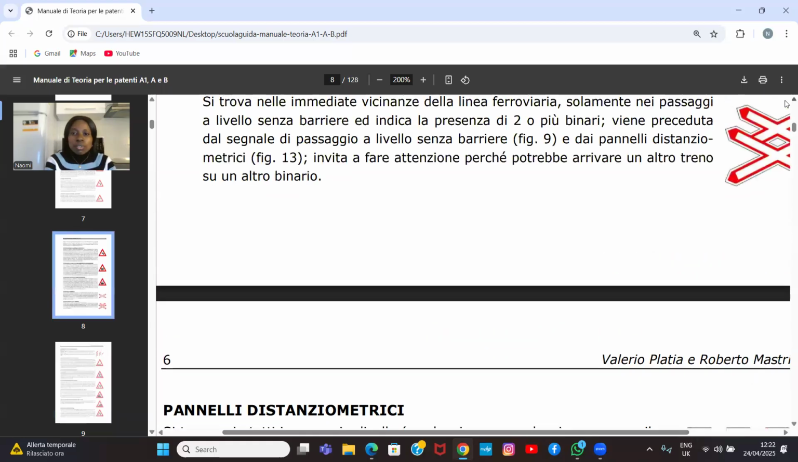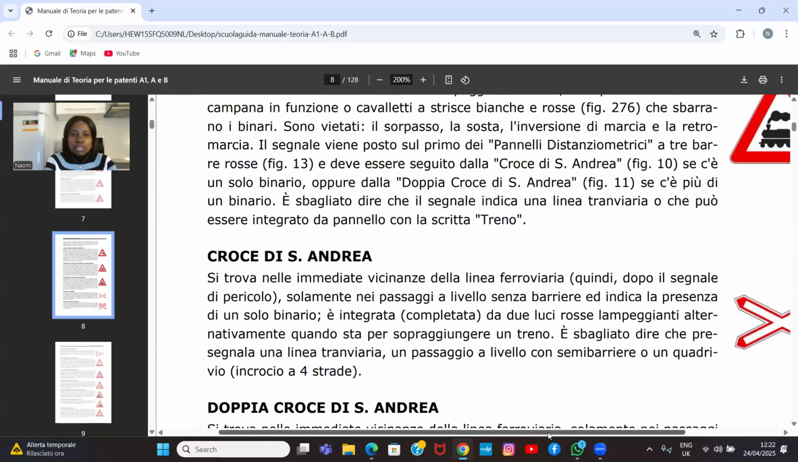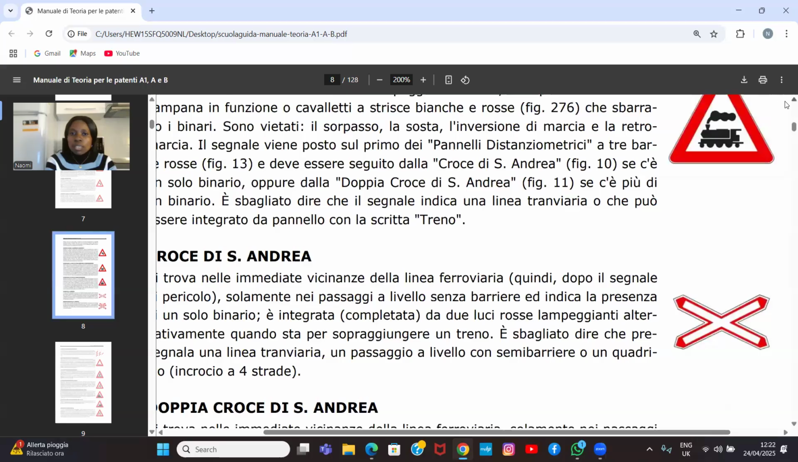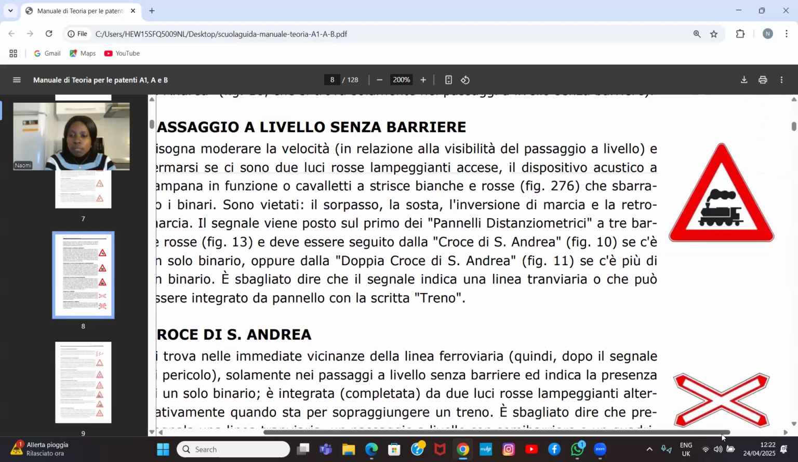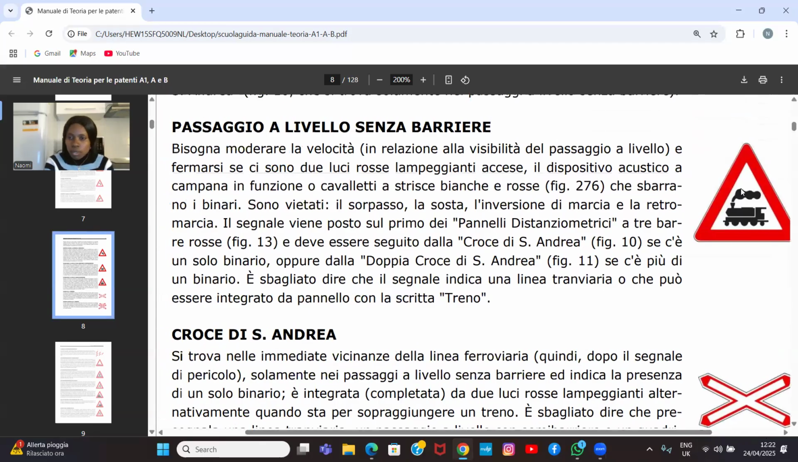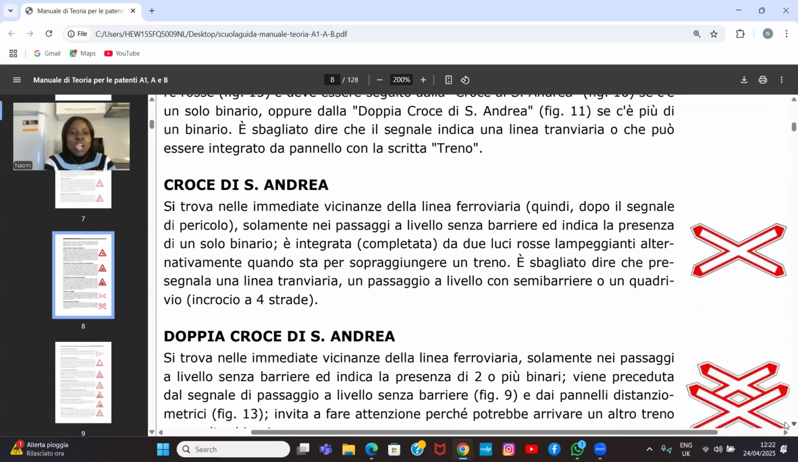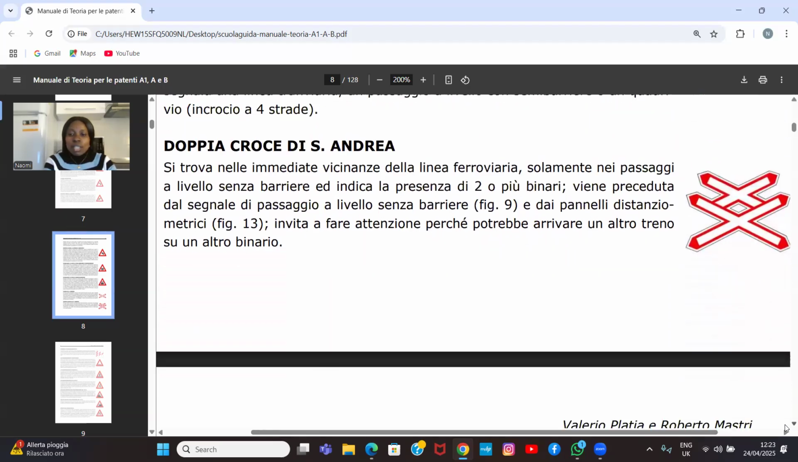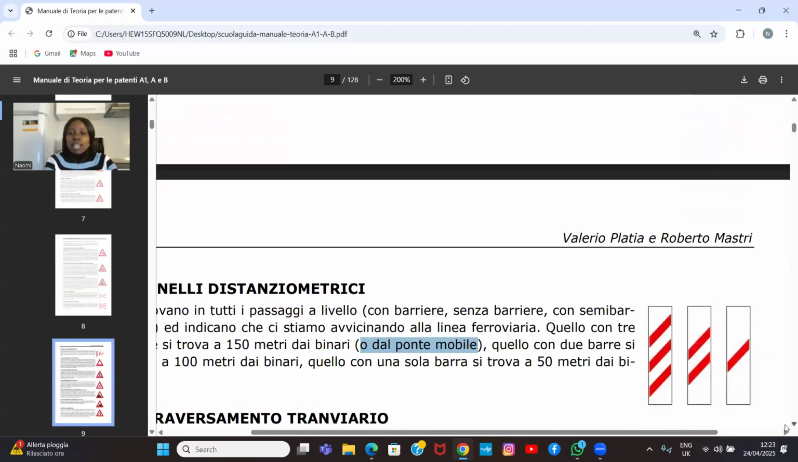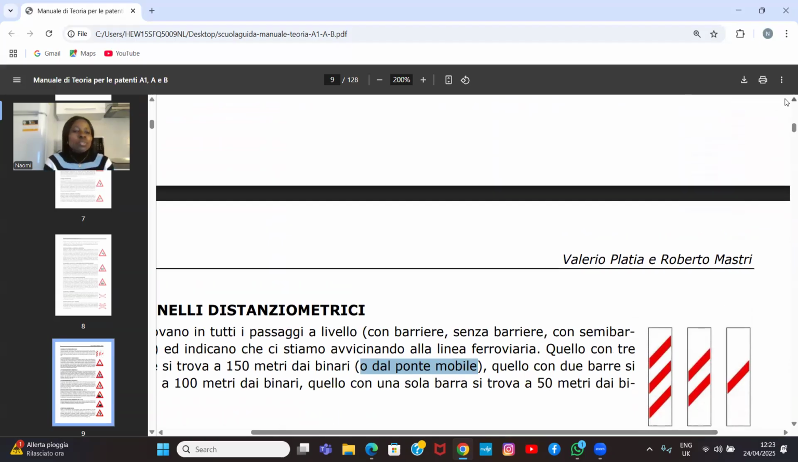We looked at, let me quickly run through the signs we saw in our study today. We saw passaggio a livello senza barriere. That is this very wall you're seeing here. We saw Croce di Sant'Andrea. That is the cross on which Andrew was crucified. And we also saw Doppia Croce di Sant'Andrea, double, indicating 2 or more train lines. The first one indicates just 1 train line. The second one indicates 2 or more. And the third sign we saw is Pannelli Distanziometrici. So take note of the rules, take note of the do's and the don'ts.